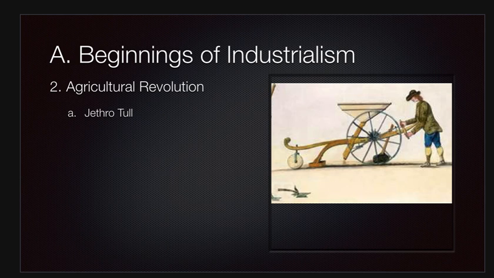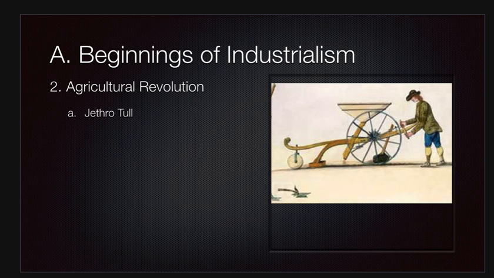The seed drill and the horse-drawn plow, and he helped improve the plow. Okay. So he is helping to improve the way farmers work, making them work more efficiently. What is a seed drill? It plants seeds. Plant seeds. Okay. Like a specific, like they're a certain distance apart, this way and this way. So what's that helping to eliminate?